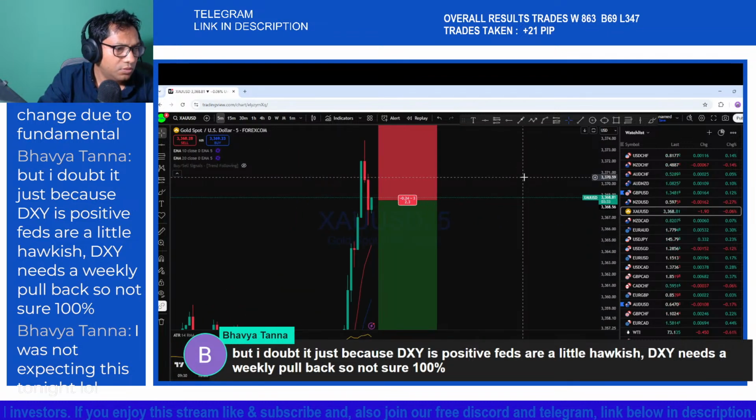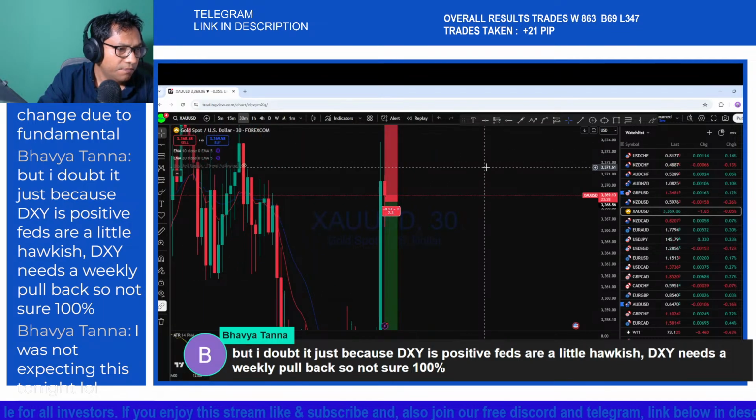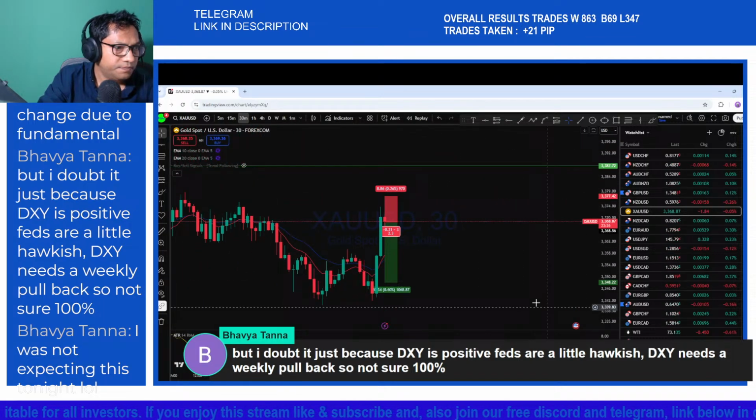So here it's trying to push back up in that area, and this is the 1 hour price action.